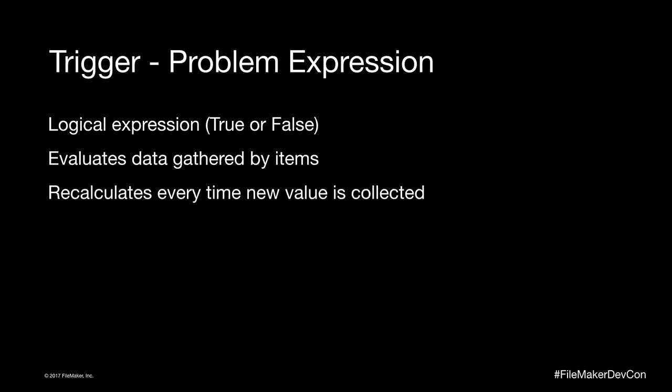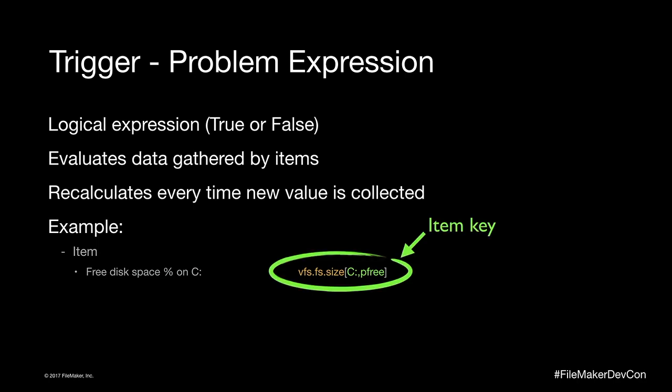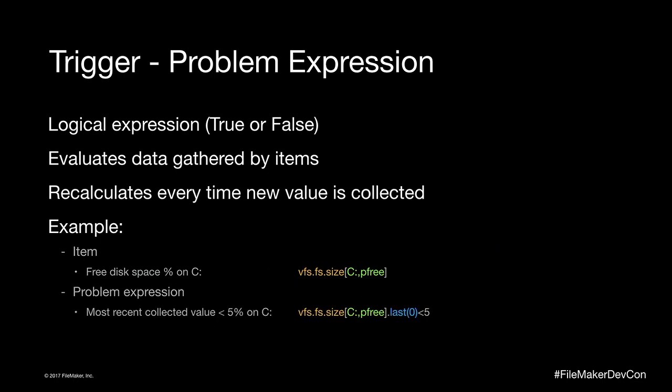So if we take a look at an example, suppose that we're tracking an item to see what the free disk space percentage is on the C drive. We would create that item using what is known as an item key. In this example, VFS stands for virtual file system. We're asking for the size of the C drive, and in particular, the % free size. So when we create our trigger and build our problem expression, we would refer to this item key and then build off of that. We can use the last function to get the most recently collected value and then do a less than comparison to see if it's less than 5%.